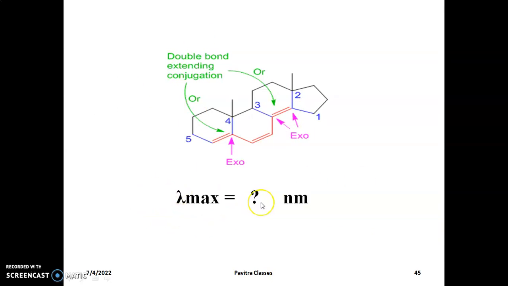This is the homework for this compound. You have to calculate the lambda max, how many nanometers it gives, by applying the Woodward-Fieser rule. This is the homework for you. Calculate the lambda max for this compound.